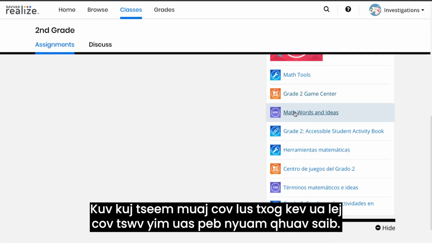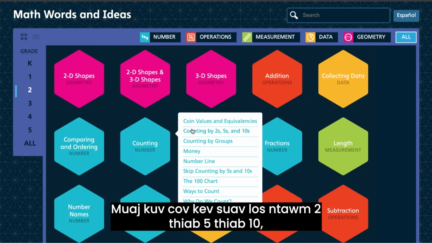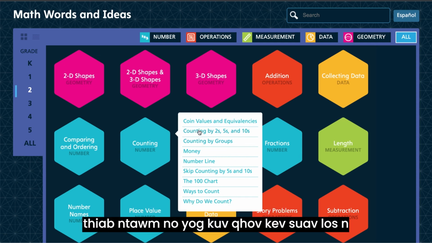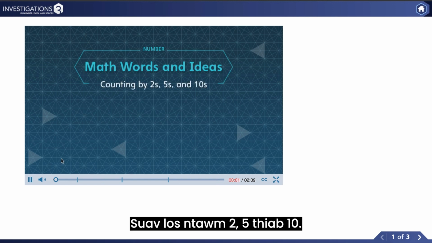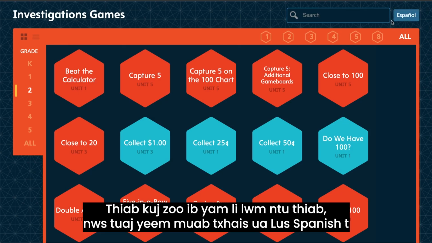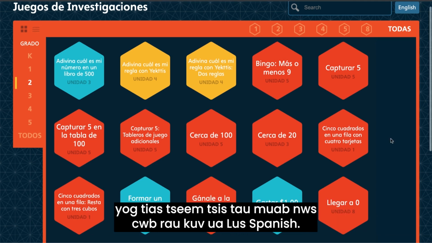I also have those math words and ideas that we were just looking at. There's my counting by 2s and 5s and 10s. And here's my counting by groups. So I don't have to wait for an assignment to be able to help my child with one of these videos. Counting by 2s, 5s, and 10s. And just like the other part, it can be translated into Spanish if it didn't already get assigned to me in Spanish.